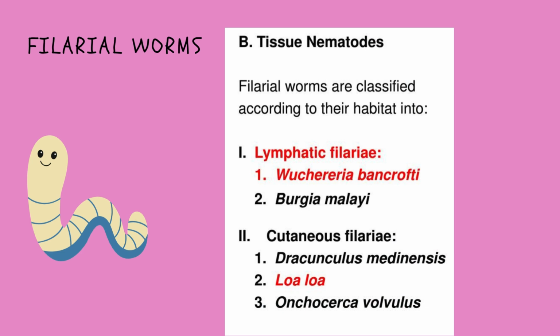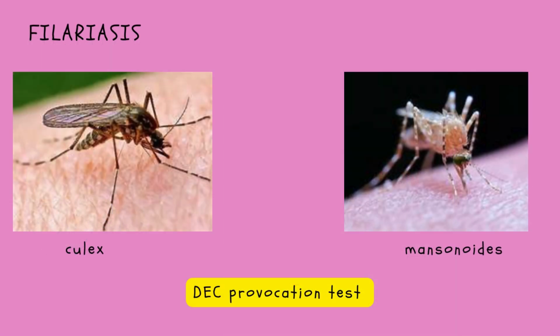Filarial worms are classified according to their habitat into lymphatic filaria and cutaneous filaria. Lymphatic filarial worms are Wuchereria bancrofti and Brugia malayi, which cause elephantiasis. Cutaneous filaria are Dracunculus medinensis, Loa loa, and Onchocerca volvulus. Among these, Loa loa has been asked in exams. For filariasis, there are two species, Wuchereria bancrofti and Brugia malayi, and the vector is mainly mosquito. For Wuchereria, it is Culex mosquito. For Brugia malayi, it's a species of mosquito called Mansonioides.